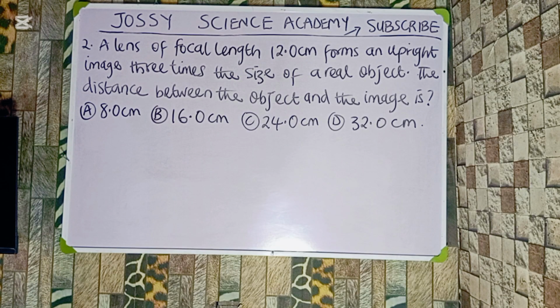A lens of focal length 12.0 centimeters forms an upright image 3 times the size of a real object. The distance between the object and the image is what? Option A 8.0 centimeters, option B 16.0 centimeters, option C 24.0 centimeters, option D 32.0 centimeters.